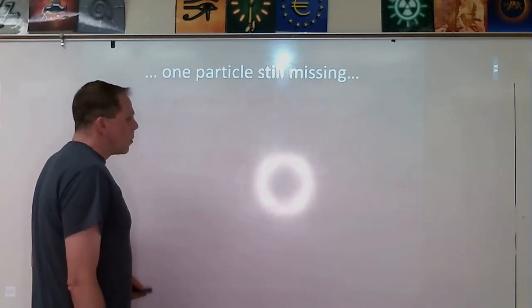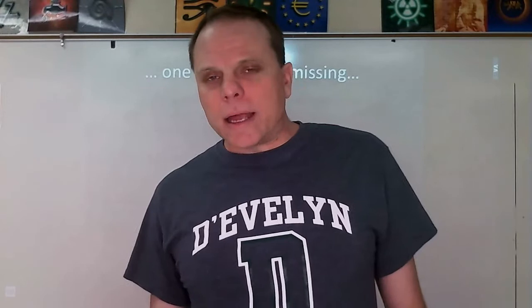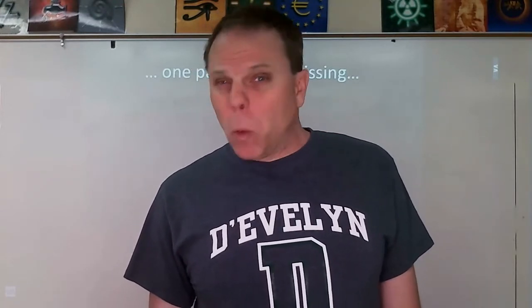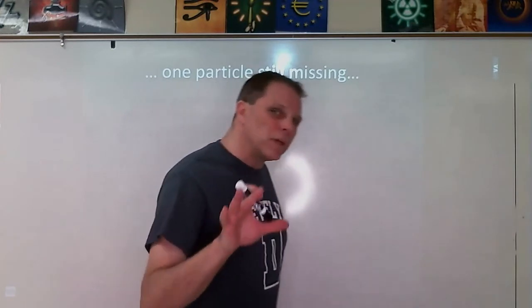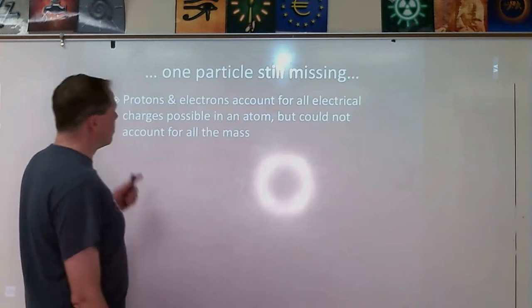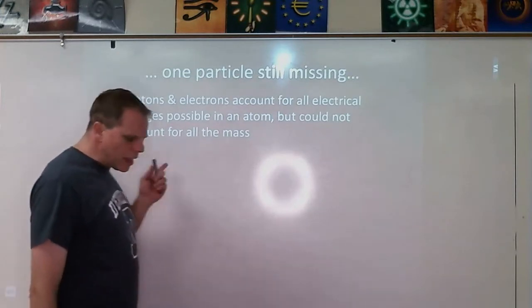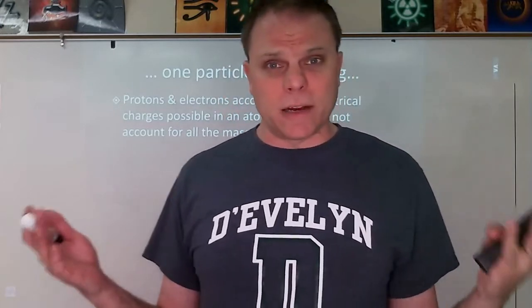All right, so one particle was still missing at this point. Basically, when we looked at that nucleus, it was way too massive to be explained with just protons, just these positively charged particles. And so there must have been something else in there. The protons are positive and they balance out perfectly with the electrons, negatively charged.